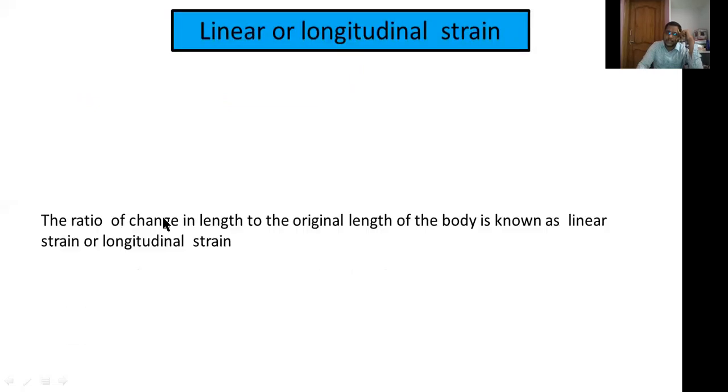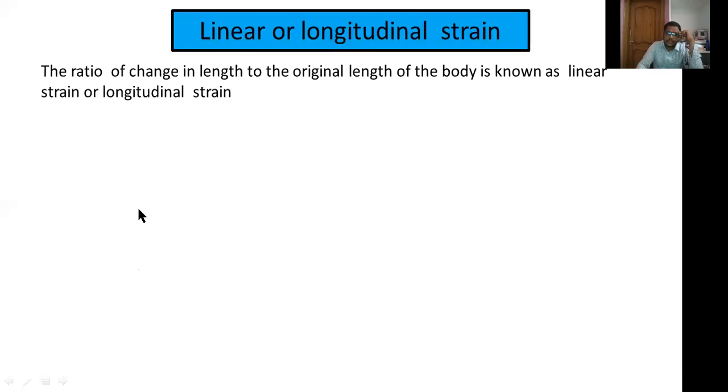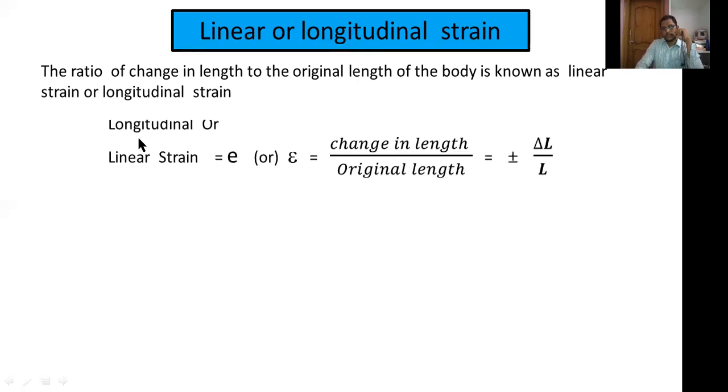Linear or longitudinal strain: the ratio of change in length to the original length of the body is known as linear strain or longitudinal strain. Longitudinal or linear strain is equal to change in length divided by original length. The formula is plus or minus delta L by L.